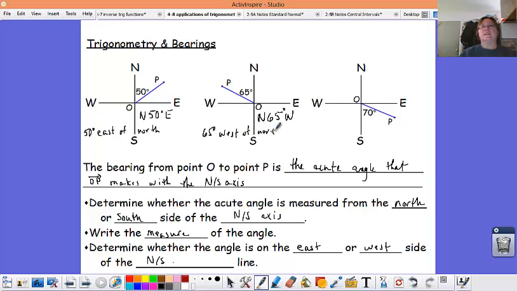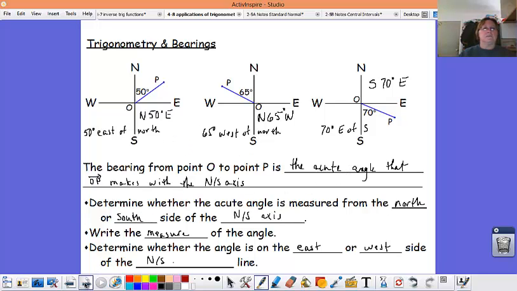So I hope that you're seeing it from both perspectives. Here's one for you to try. The first thing we have to do is determine whether we're on the north or south, and we're on the south side. We are 70 degrees to the east of that. For me, I'd say 70 degrees east of south. Okay, so that's what bearings mean.